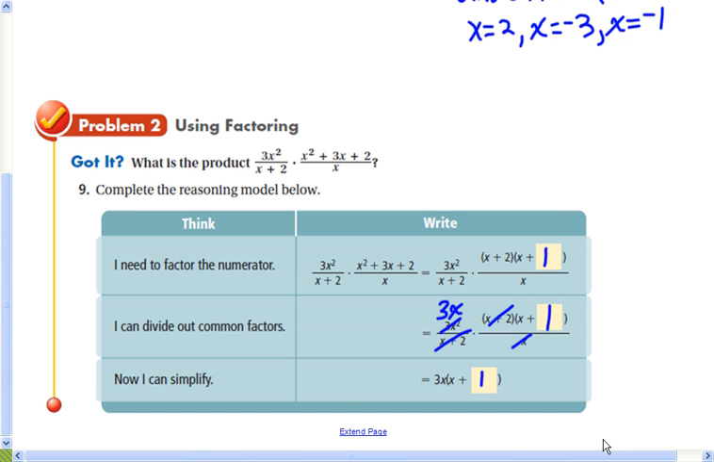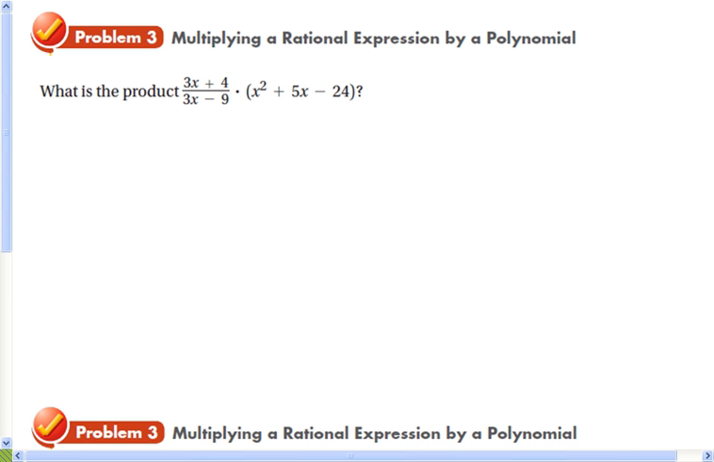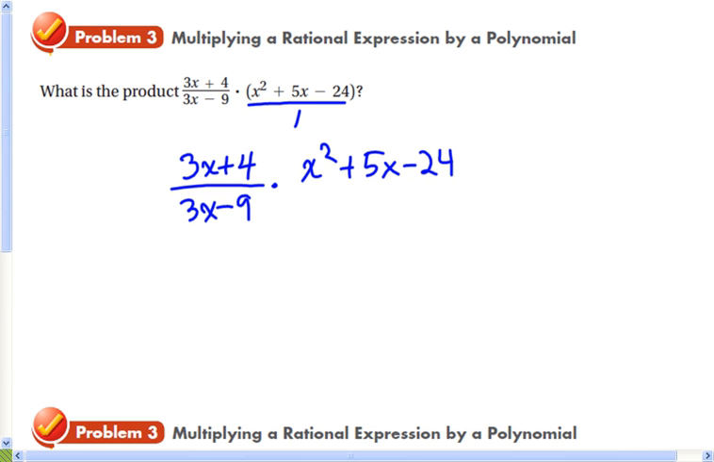All right, sometimes we may just want to multiply some rational expression by a polynomial. Well, just remember that that polynomial can be represented as a fraction with 1 as the denominator. So what I have is 3x plus 4 over 3x minus 9 times x squared plus 5x minus 24 over 1. Now I'm going to rewrite this by factoring everything I can, so I can see if there's any common factors.